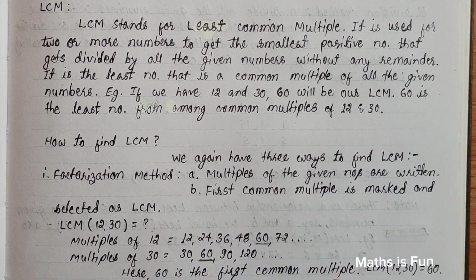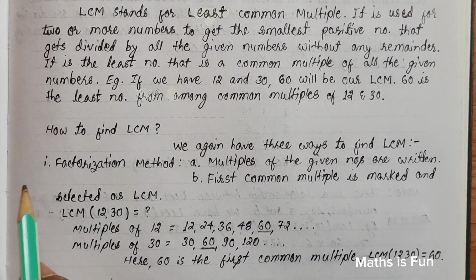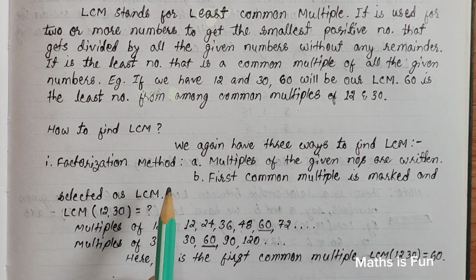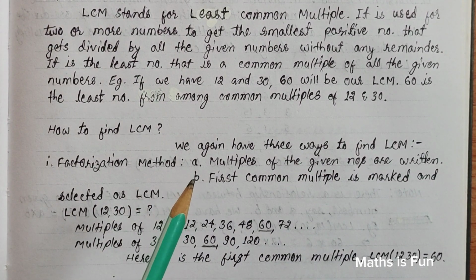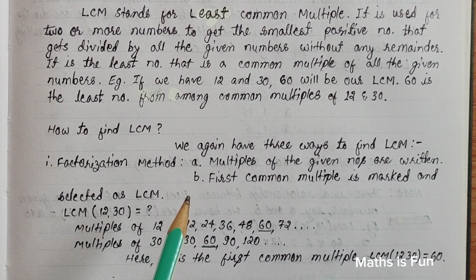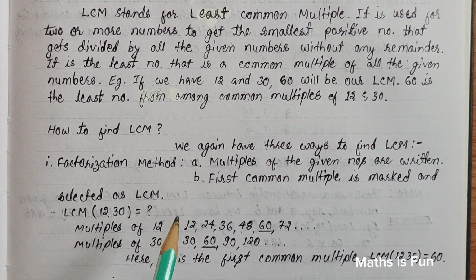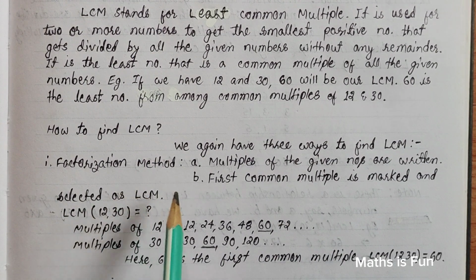So the point where they have a common multiple, that first number is the LCM of these two numbers. There may be several common multiples, but the first common multiple is the LCM of those two numbers. Now our question is how to find LCM. We can find LCM using similar methods, that is factorization method, prime factorization method and division method. So first let's go to the factorization method or multiples method.